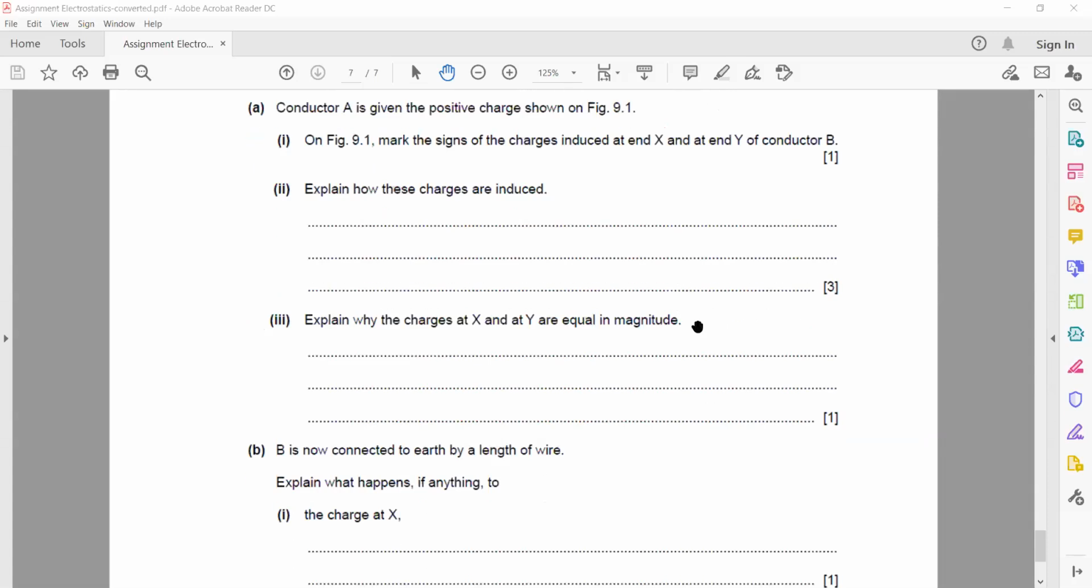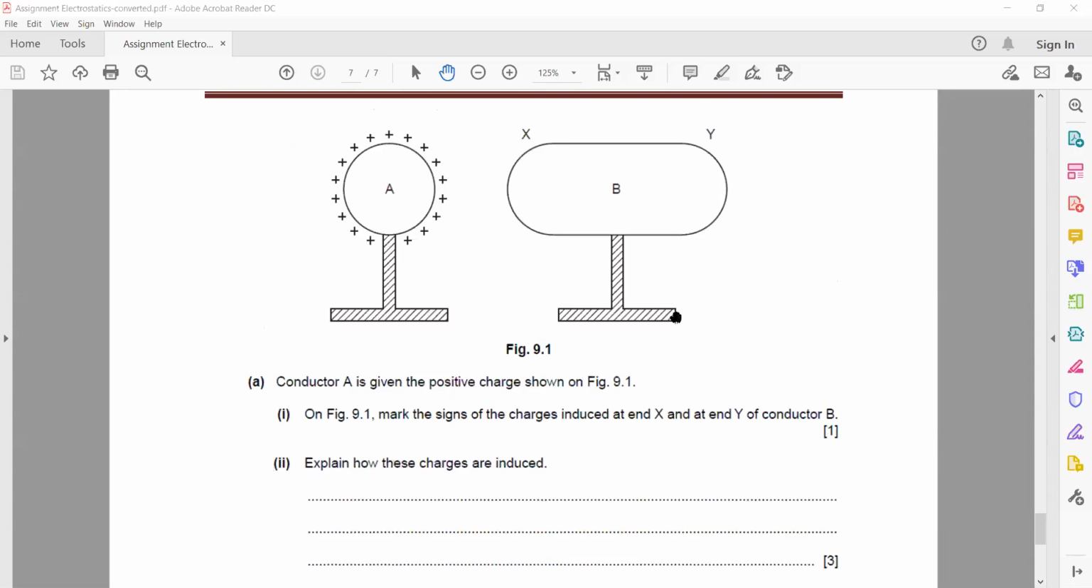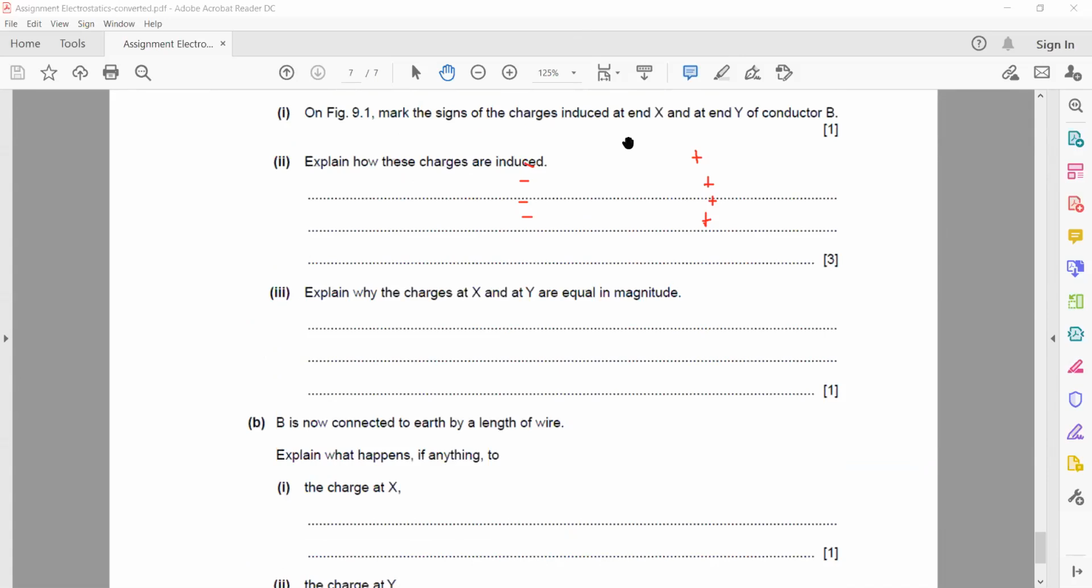Then explain why the charges at X and Y are equal in magnitude. Why are they equal in magnitude? If I draw 3 negative or 4 negative, I should draw 4 positive. What is the reason? Because overall the metal contains an equal number of positive ions and free or delocalized electrons. That's why the number of positive and negative charges will be equal in magnitude. Magnitude means number.